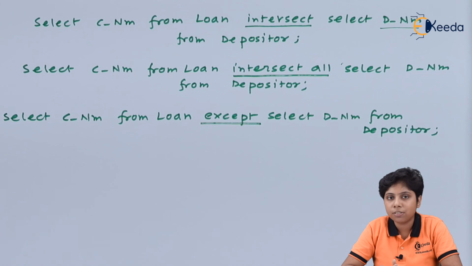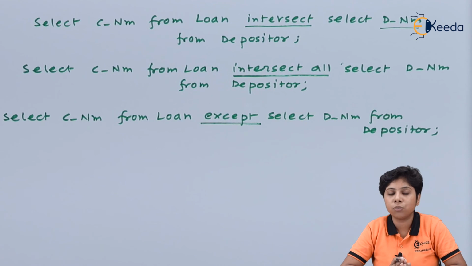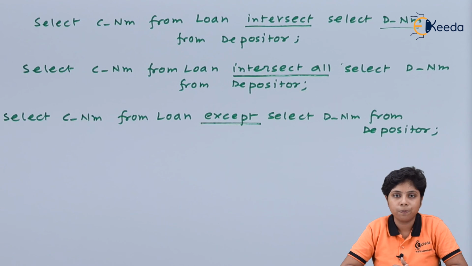So we need to use this except all command very carefully, because it can delete records we don't want to lose. So that is all for the set operations in SQL queries.